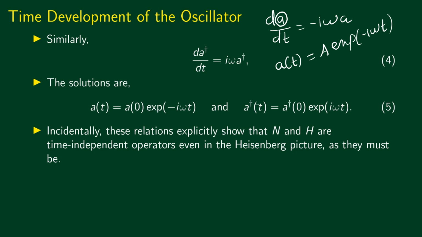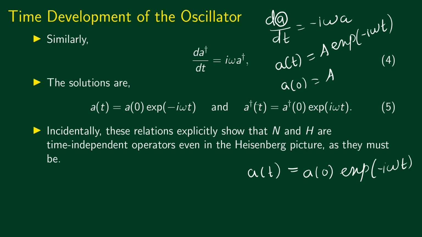And this constant itself can be determined by taking the condition t equal to 0. At t equal to 0, this factor is 1, and we get a(0) is equal to a, which means that the solution for the annihilation operator a(t) is equal to a(0) multiplying exponential minus iωt. Similarly, a†(t) has the form a†(0) multiplying exponential iωt.